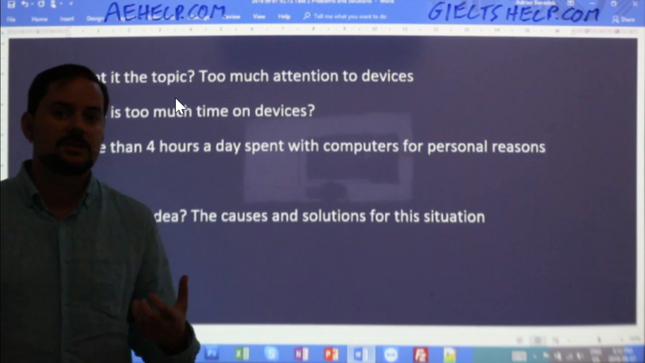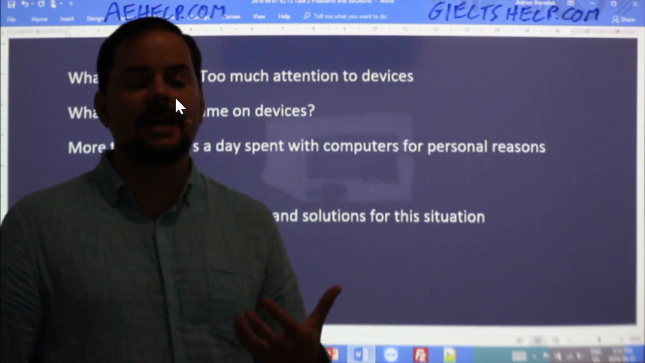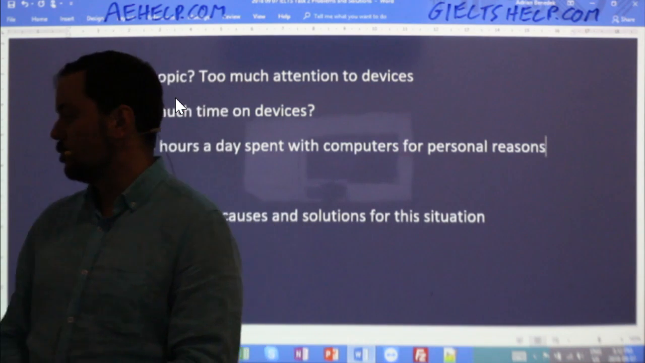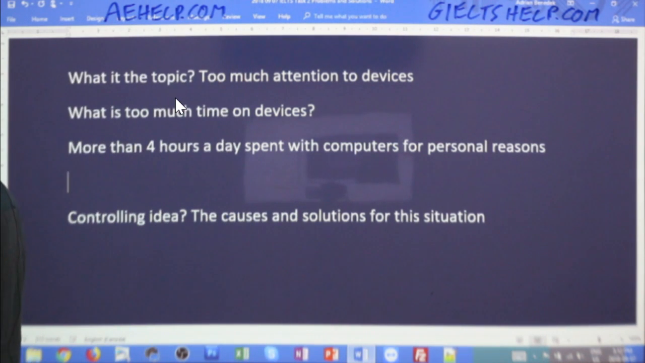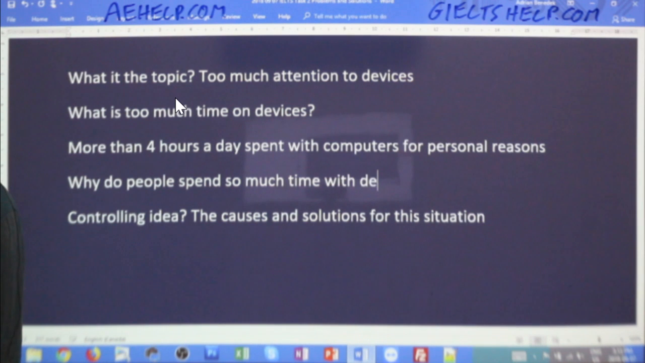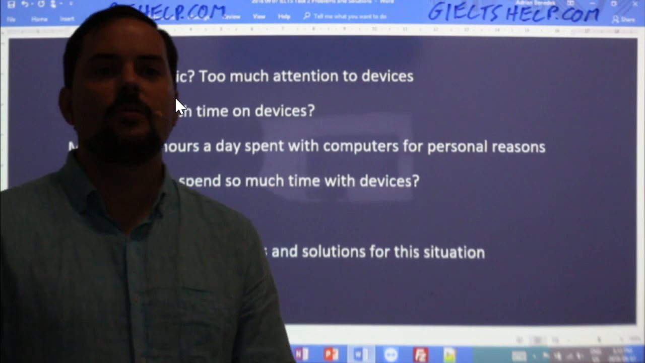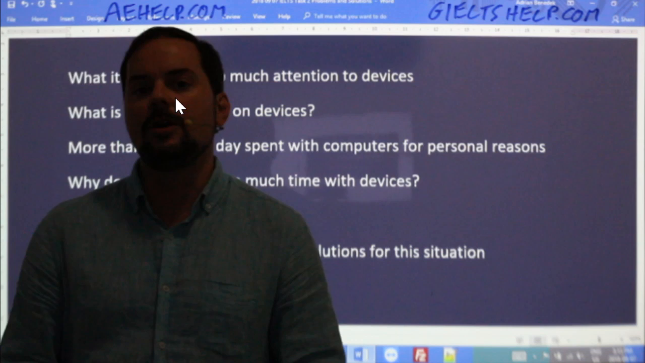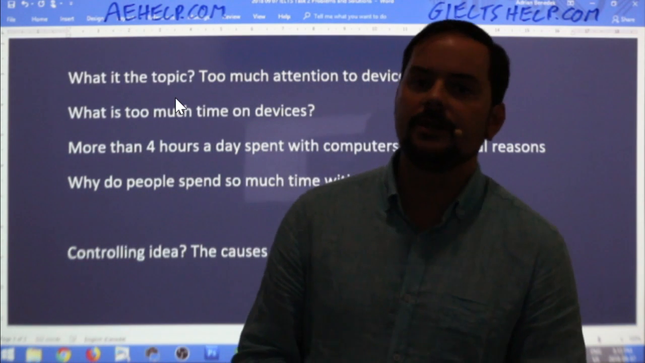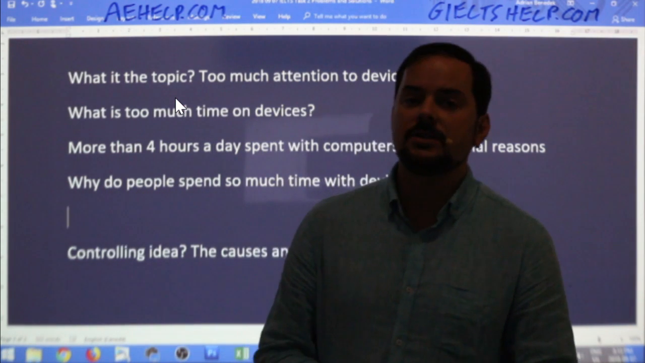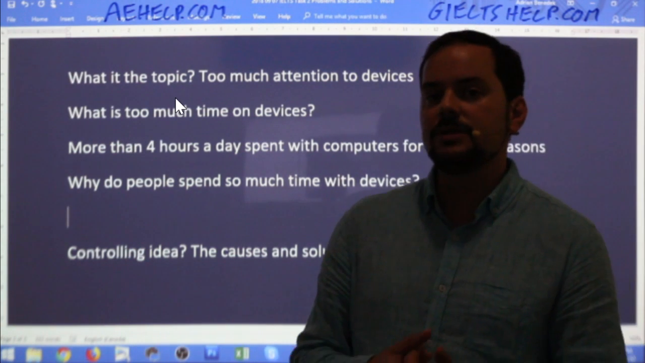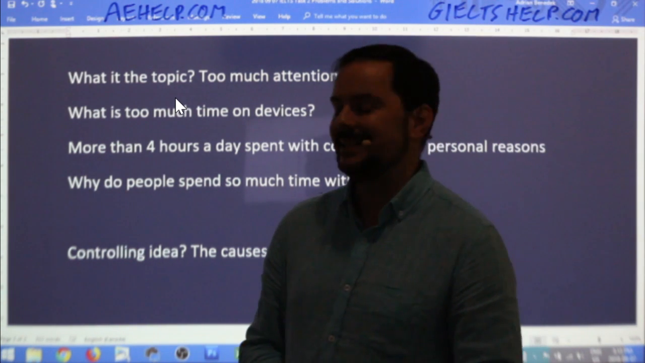Obviously, the purpose of why people spend time on their devices is important in this case. So then the next question is, why do people spend so much time with devices? Okay, with digital devices. What's the answer? What do you think, members? Why do people spend so much time on their phones and on their computers for personal reasons? Why do they spend so much time using these devices day in and day out?